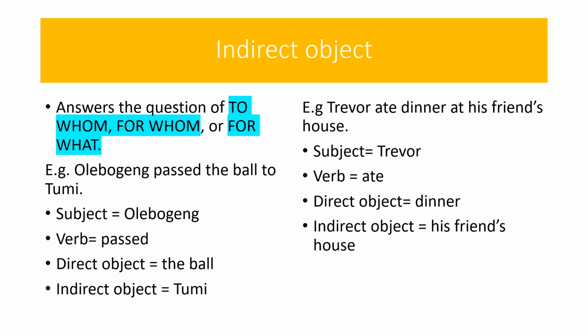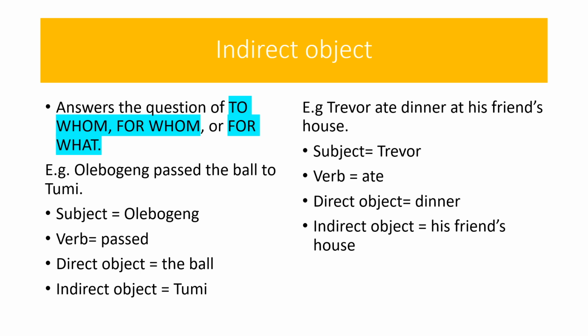The subject in this sentence is Olebogeng. The verb is passed. The direct object is the ball, and the indirect object is Tumi. Why? Because I can ask the question, to whom did Olebogeng pass the ball? He passed the ball to Tumi.